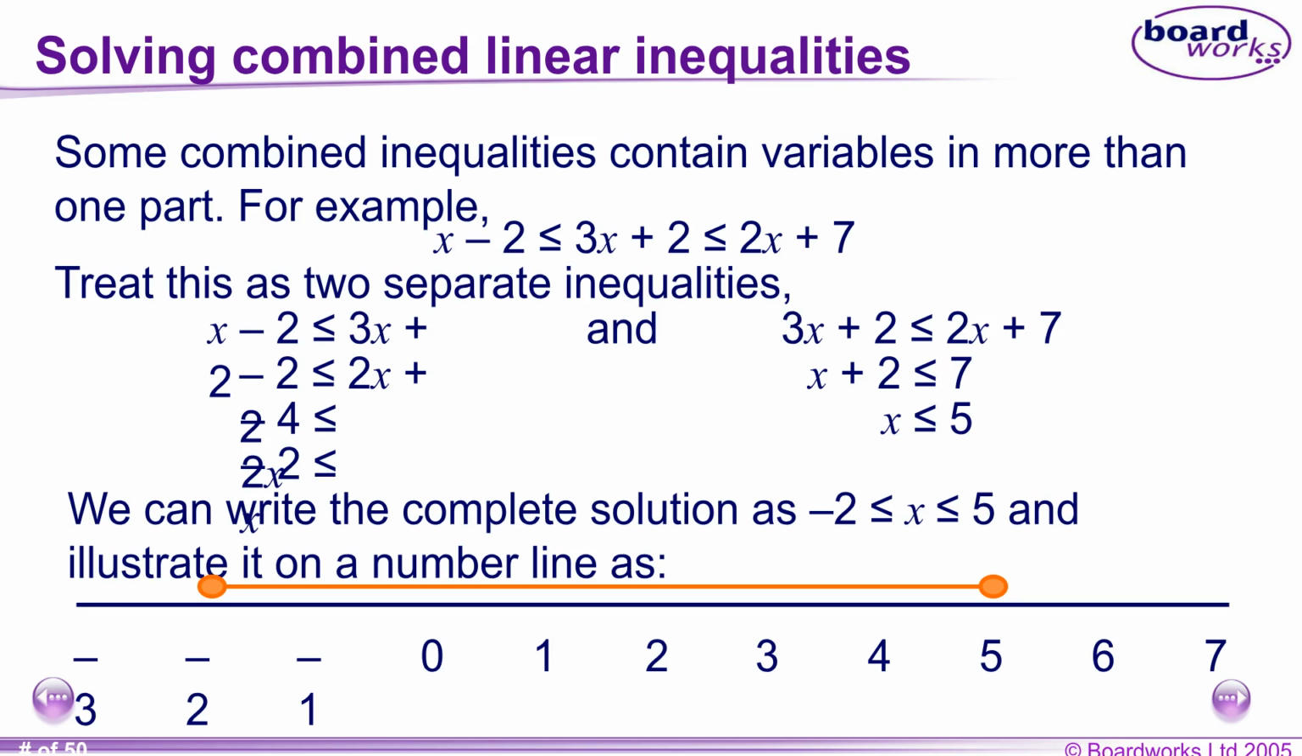Treat this as two separate inequalities. The first gives -2 is less than or equal to x. The second gives x is less than or equal to 5. The complete solution is -2 is less than or equal to x, which is less than or equal to 5, shown on the number line.